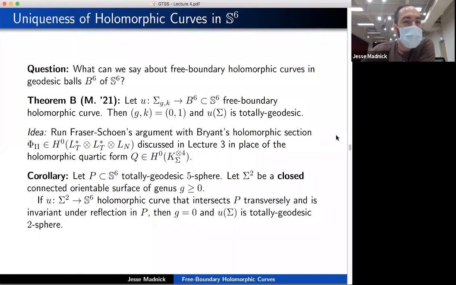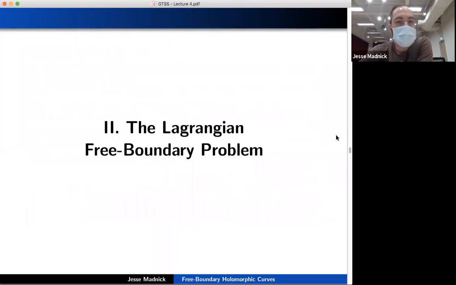Okay, so that's what I wanted to say in the sort of classical free boundary case. I now want to move on to a very different free boundary problem that's of interest to symplectic geometry. So this is the Lagrangian problem.